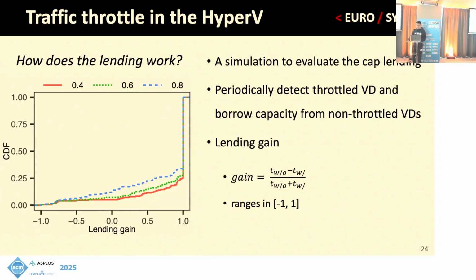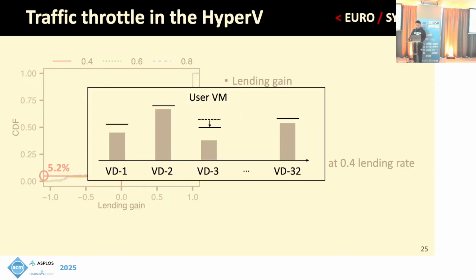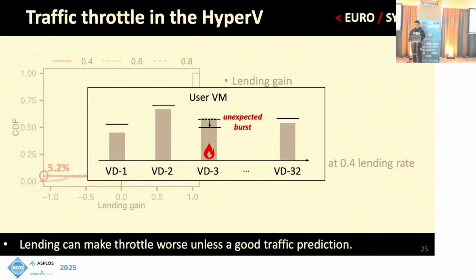From the results, we find that for a small portion of samples, the throttling duration even increases with the learning mechanism. In other words, the learning can sometimes backfire. Upon further analysis, we found that the current learning design may cause the VD that learns capacity out, for example, VD3, to be throttled again if there is a sudden burst. Therefore, to make the learning mechanism more effective, we have to predict the VD traffic accurately.